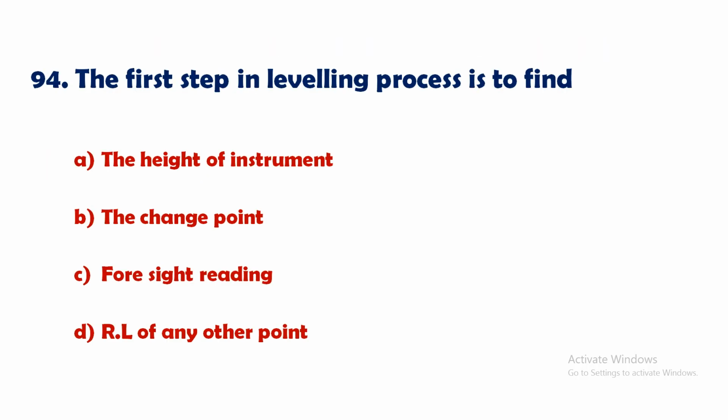The first step in leveling process is to find the height of instrument, the change point, foresight reading, reduced level of any other point. The answer is, the first step in leveling process is to find the height of instrument.